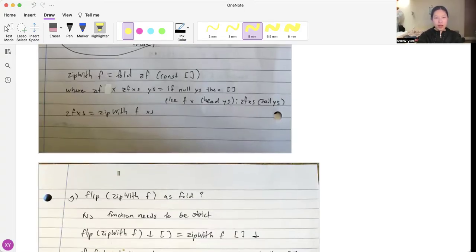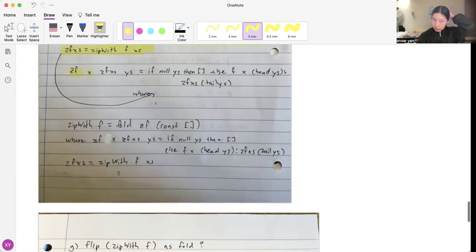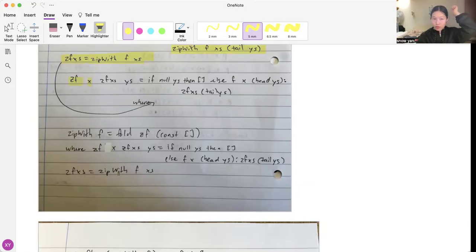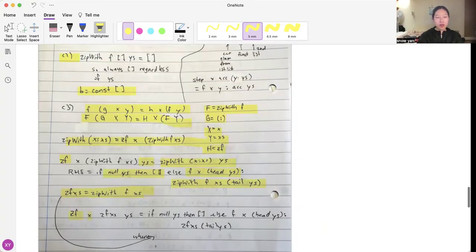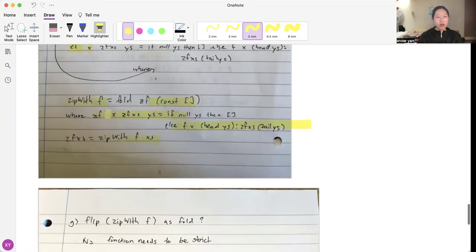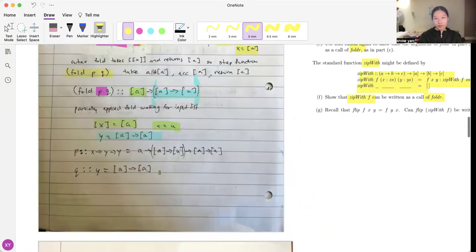Next, that's just finding what zf is, right? I have to bring it back to my zip with f. So my zip with f is the fold of zf, constant, this, empty list. And then this is my definition. zf is this, what I just talked about, and then zfxs is this thing. I'd say this question is relatively challenging, but if you know what direction you need to go, I think it does make sense.